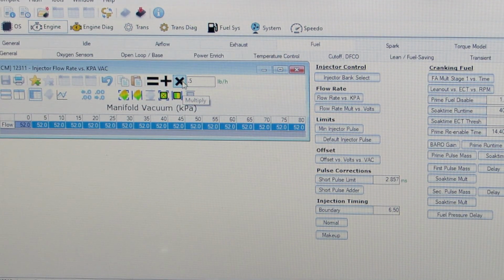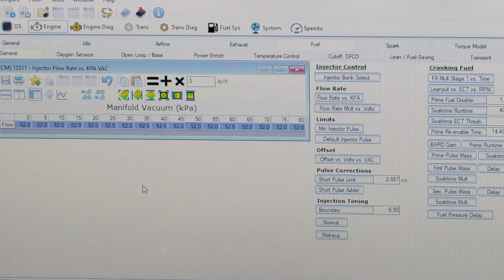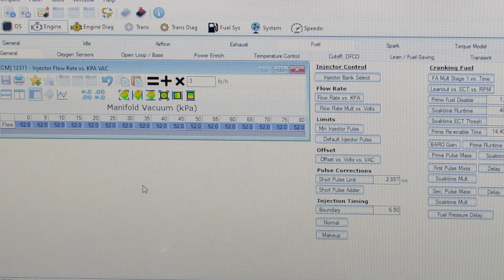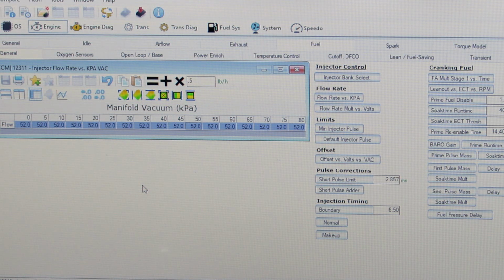Multiply, bam. So in this example, I had 104 pounds per hour injectors, cut in half is 52. It's pretty easy. So that's our starting point.